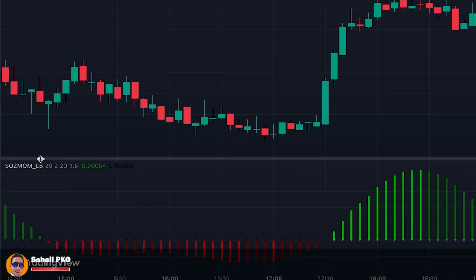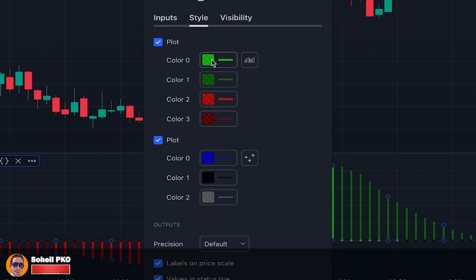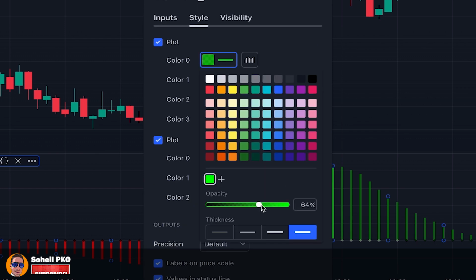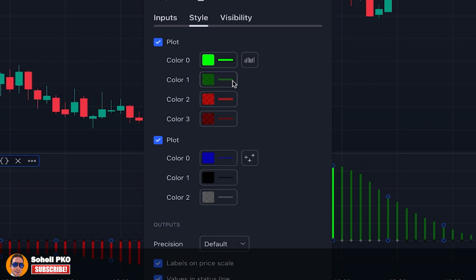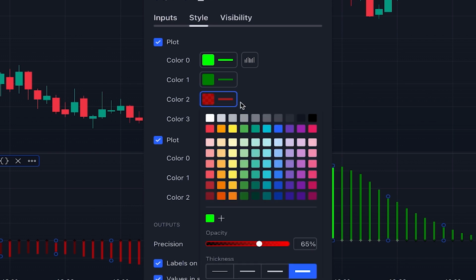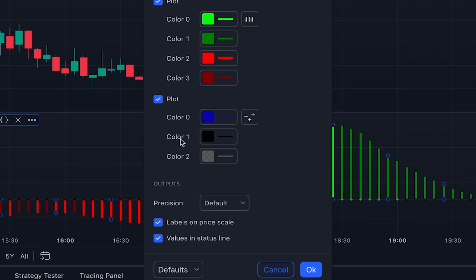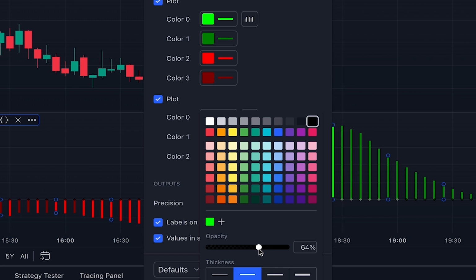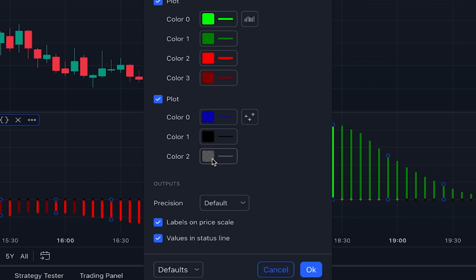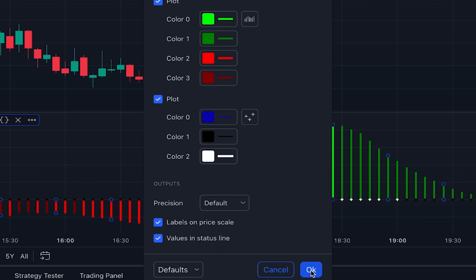First, let me change the settings of the colors here in the style tab so we can better see it. Here we increase the opacity of colors to 100% so they become more clear on the chart, and we do this for the rest of the colors here. And here also we increase the opacity of black color to 100%. And for the gray color, we change the color to white. And similarly, we increase the opacity to 100% and it's done. All right, now it's much better.